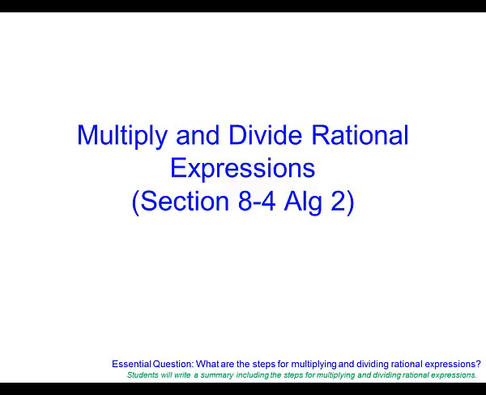Okay, so our goal today is to multiply and divide rational expressions. We are going to do this quickly, but this is something you probably haven't seen before, especially if you've come through with the Common Core, unless you came out of Algebra 2. If you came out of Algebra 2, you have seen this before.